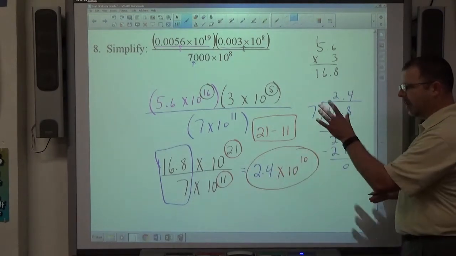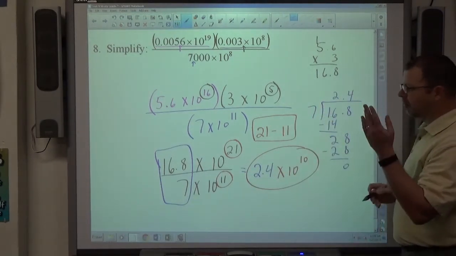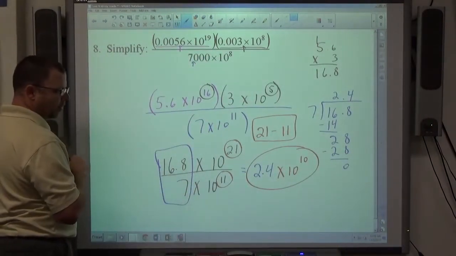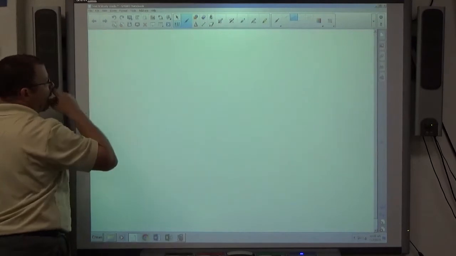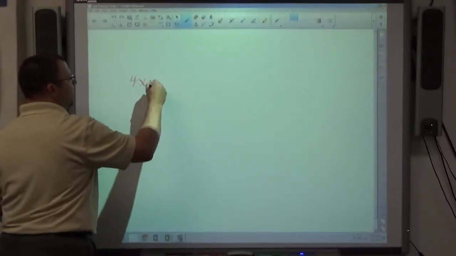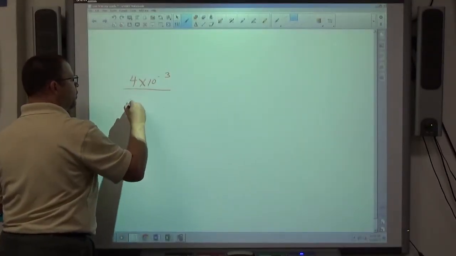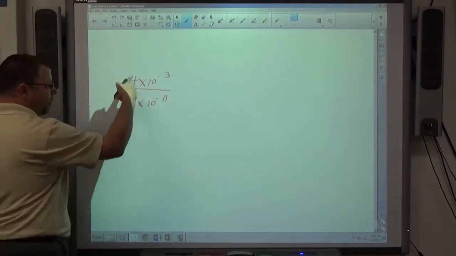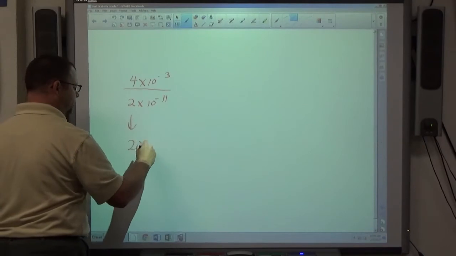Write it down so you can actually look at it. I'll just show you what the main issue is. And if I have, and that's the end, of course, that's the answer to that. But if I have like 4 times 10 to the negative third over 2 times 10 to the negative 11th, and I'm trying to do that one, 4 divided by 2 is 2.